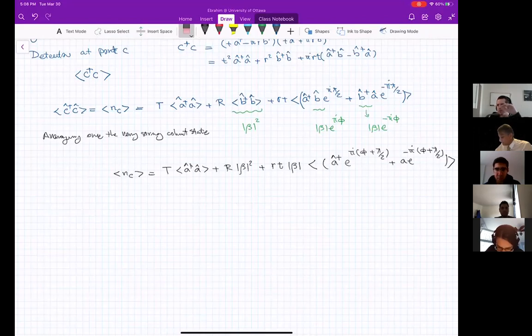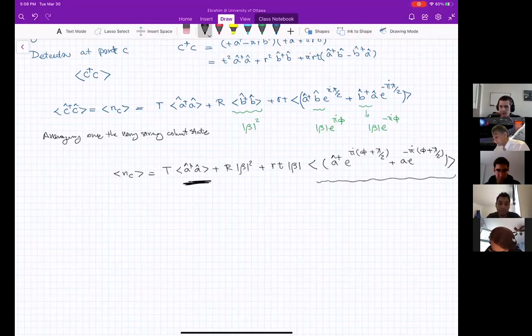All right. This, of course, is the average photon number of a non-quantum state. But this term is interesting. Manuel, you are smiling. It seems that you caught what this state is.